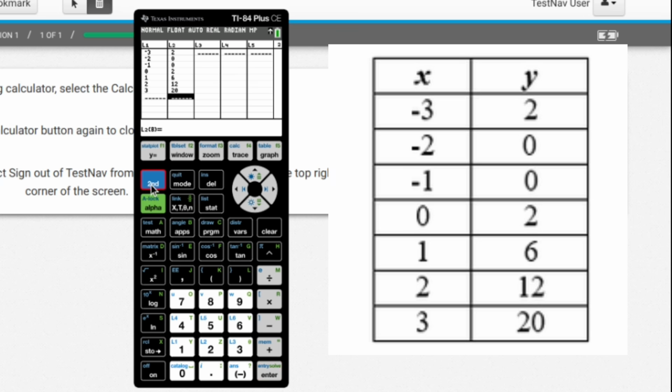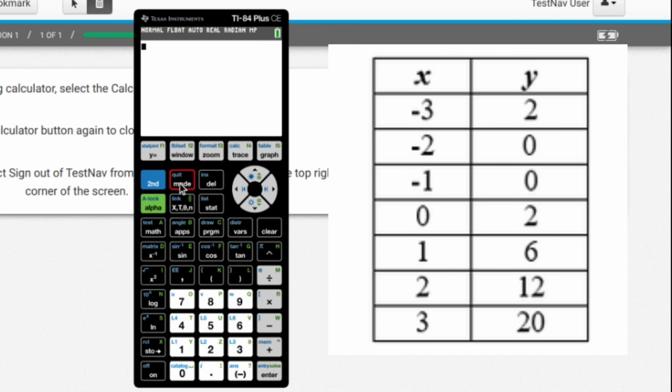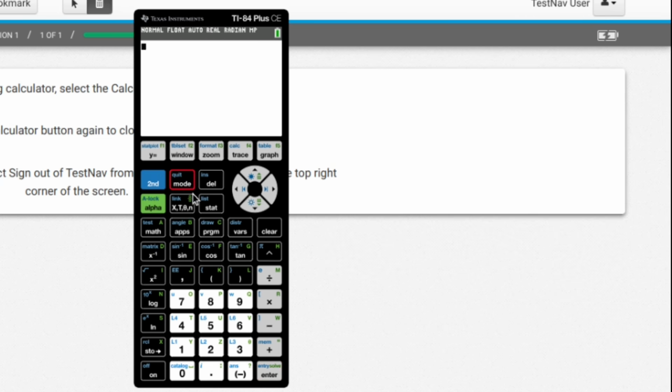So I'm going to quit with second mode, and the process is almost the exact same as linreg. Go to Stat, go to Calc. Instead of linreg, go to quadreg. So you can hit 5, or you can go down to 5 and hit enter. Go to calculate by hitting enter a bunch of times. Once you hit calculate, you get exactly what you need.